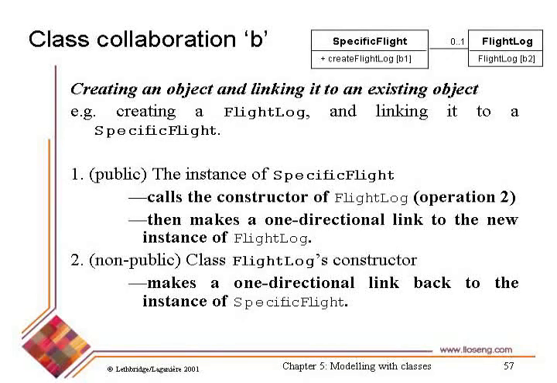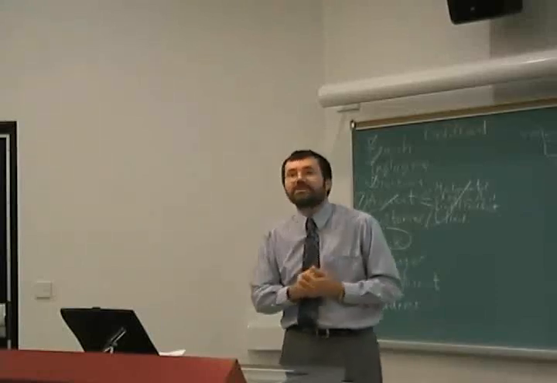So we start off with a create flight log, which is public. The plus symbol tells us that. Okay? And this calls the constructor of flight log. It's calling the constructor now. And then it's going to make a one-directional link to the new instance. Okay, so there's now a pointer or reference between flight and flight log. Then, secondly, the constructor is going to make the link back. It's going to say, okay, update my instance variable to say which flight I'm for. Okay? Very simple, really. That's subtly different from the previous case.